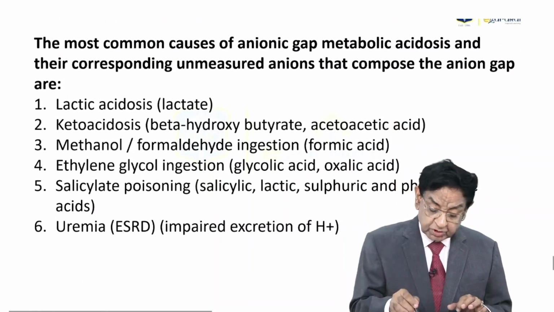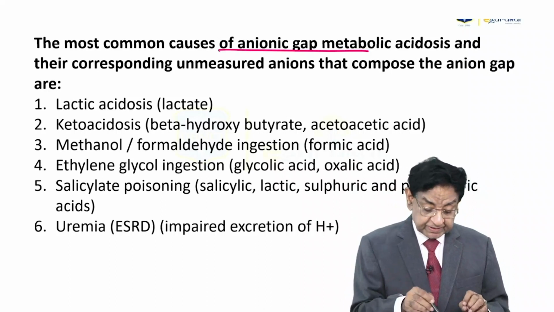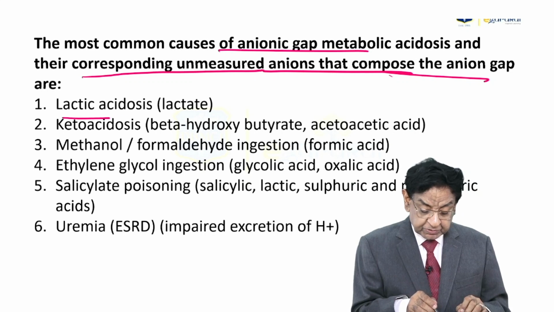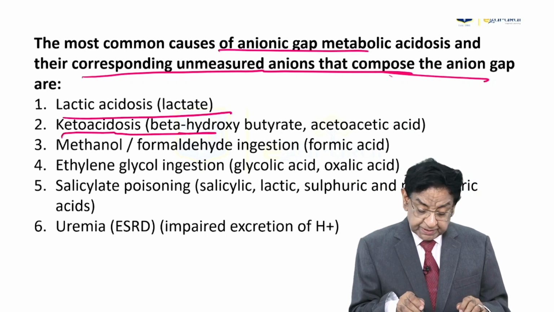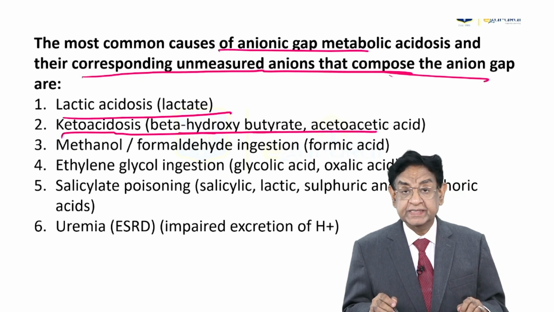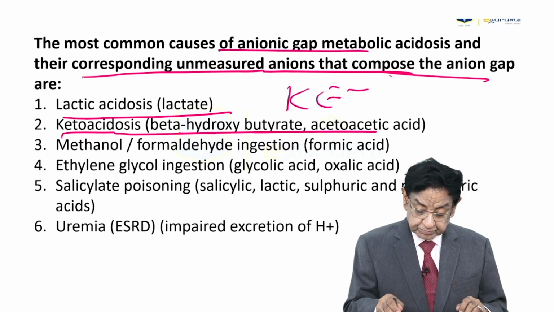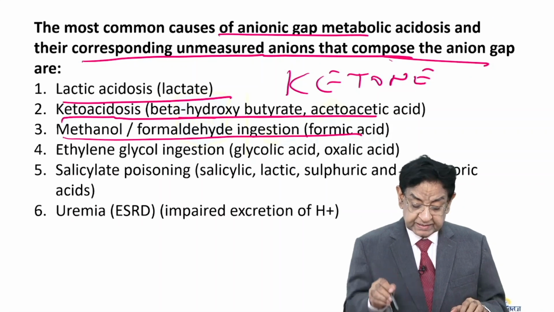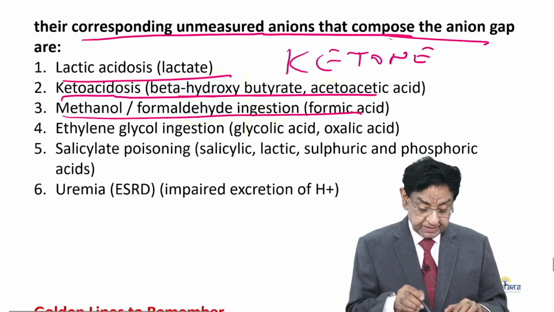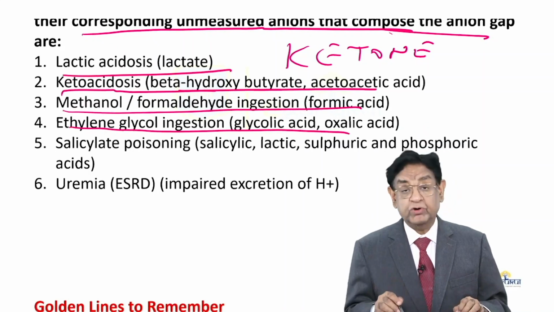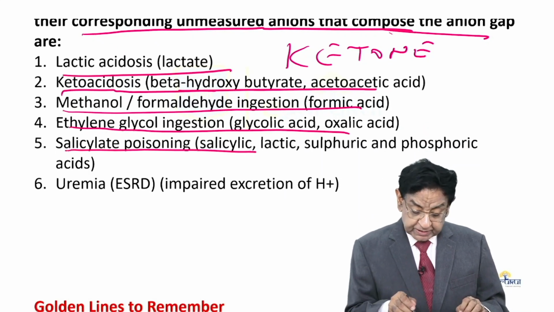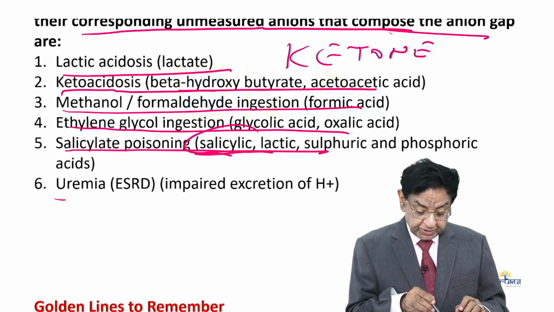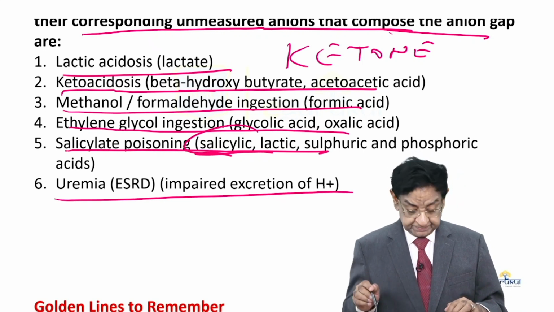Now the common causes of anion gap metabolic acidosis with their corresponding unmeasured anions that compose the anion gap. Lactic acidosis due to lactate, ketoacidosis due to beta-hydroxybutyrate or acetoacetic acid, they're all ketones. Methanol, formaldehyde, this is formic acid ingestion. Ethylene glycol ingestion, glycolic or oxalic acid. Salicylate poisoning, salicylate, lactic and sulfuric acid, but mainly salicylic. Uremia, impaired excretion of H ion.